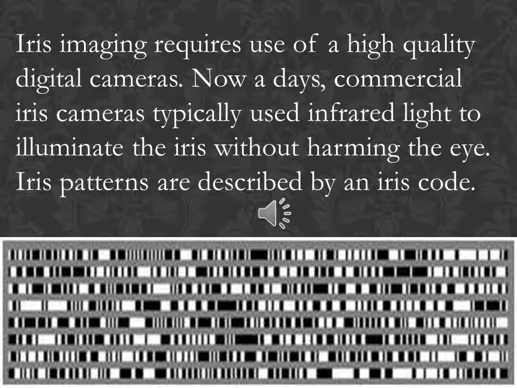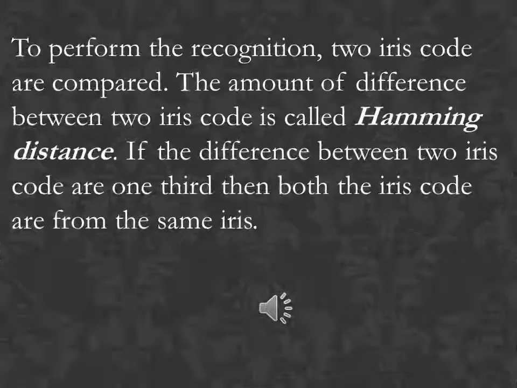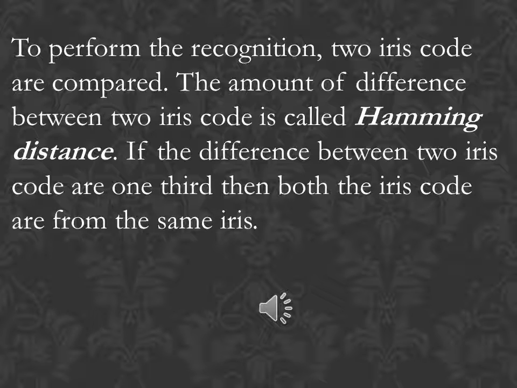Iris patterns are described by an iris code. To perform the recognition, two iris codes are compared. The amount of difference between two iris codes is called the Hamming distance. If the difference between two iris codes is less than 1/3, then both iris codes are from the same iris.